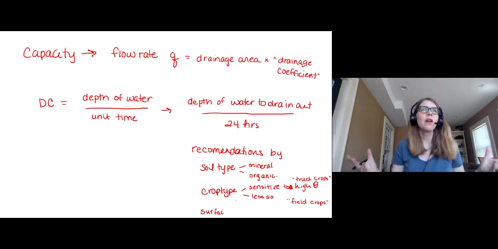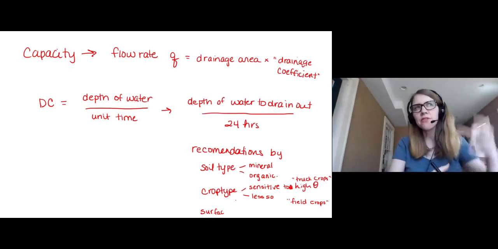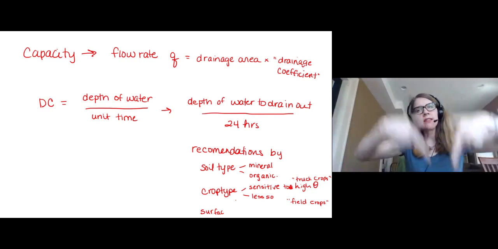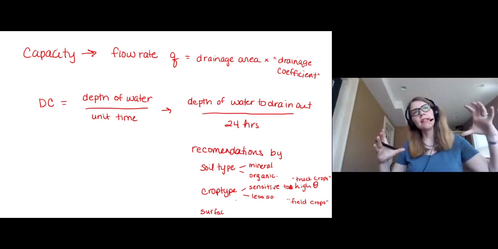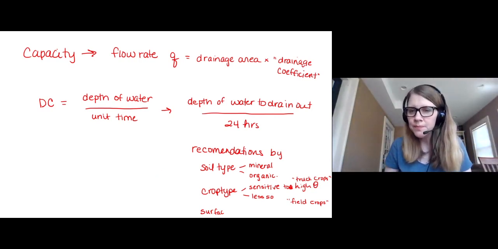Are we also allowing water? Is the only way that water is getting into that tile line by coming through the soil, or do we also have direct surface connections to drain surface water as well? Because if we do, we're going to need to increase the capacity of the lines.